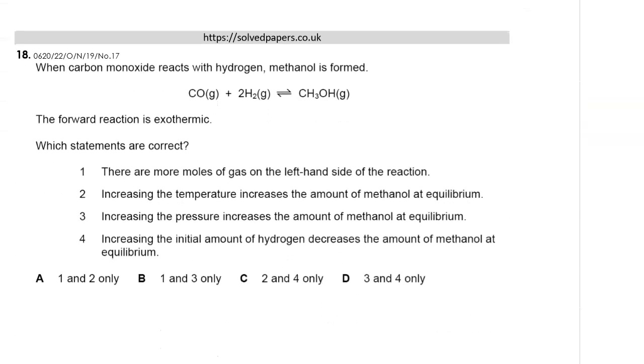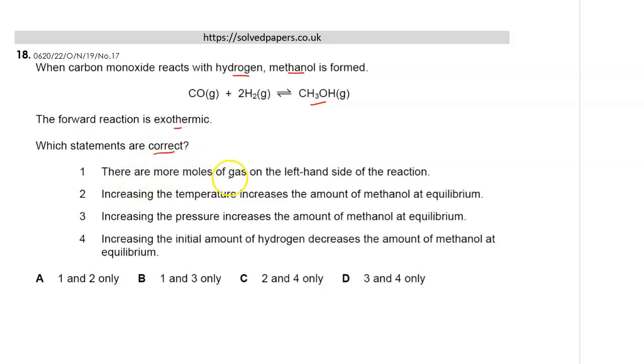Number 18. When carbon monoxide reacts with hydrogen, methanol is produced. So we have this equation here. Carbon monoxide reacting with hydrogen to give us methanol. Methanol is an alcohol. The forward reaction is exothermic. Which statements are correct? Of course, let's look at the statements to decide which one is correct.